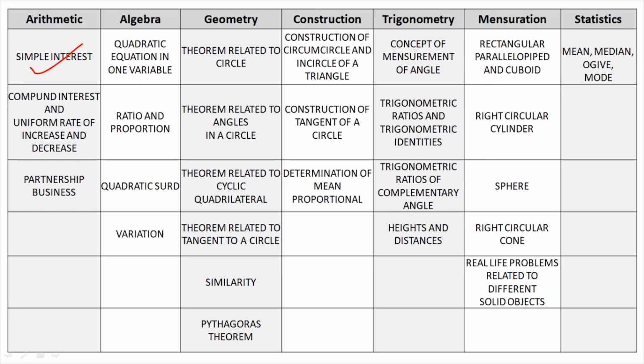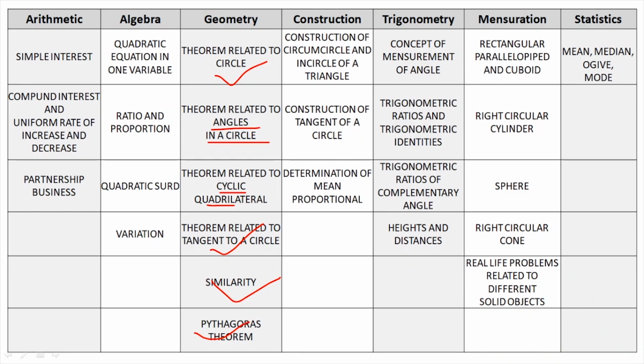Simple interest, compound interest, uniform rate of increase and decrease, and partnership business. These are the chapters that fall under arithmetic. Algebra contains quadratic equation in one variable, ratio and proportion, quadratic surd, and variation. So these are the four chapters that are in algebra. Now, in geometry, there is theorem related to circles, theorem related to angles in a circle, theorem related to cyclic quadrilateral, theorem related to tangent to a circle, similarity, and Pythagoras theorem.